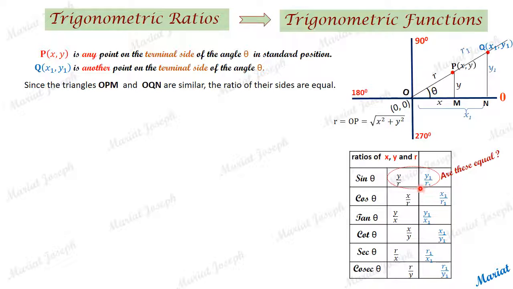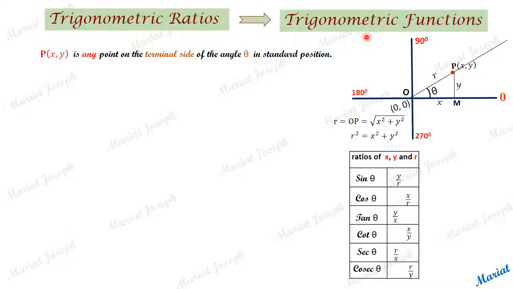Oh, that is good. So, even if the point was taken somewhere else, even if this x1, y1 and r1 are three new numbers, the ratios would be the same. So, the sine theta for this angle will be unaffected by the point that you have taken. Any point would do. So, this definition is irrespective of the position of the point taken. Only thing is that the point should be anywhere on the terminal side of this angle theta. This is the definition of trigonometric functions.